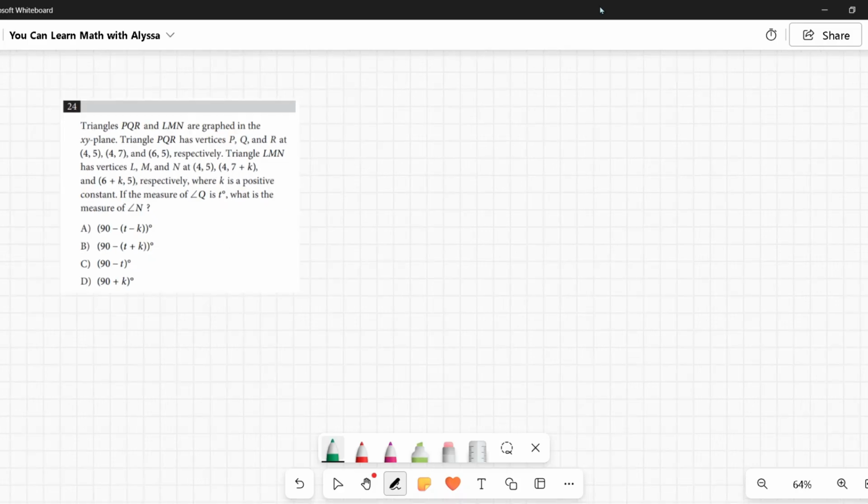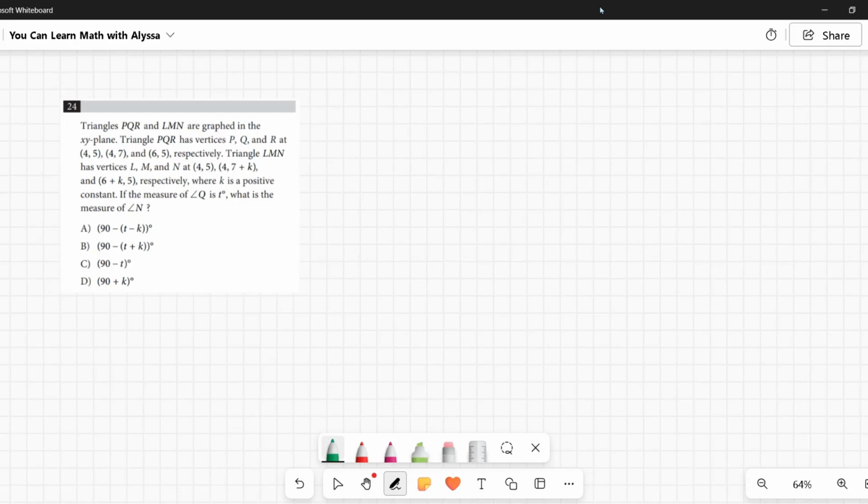Number 24. Triangles PQR and LMN are graphed in the xy plane. Triangle PQR has vertices P, Q, and R at (4, 5), (4, 7), and (6, 5), respectively. Triangle LMN has vertices L, M, and N at (4, 5), (4, 7 plus K), and (6 plus K, 5), respectively, where K is a positive constant. If the measure of angle Q is t degrees, what is the measure of angle N?